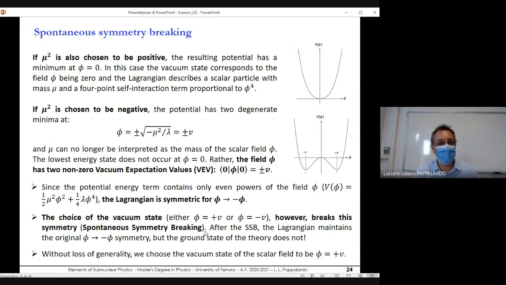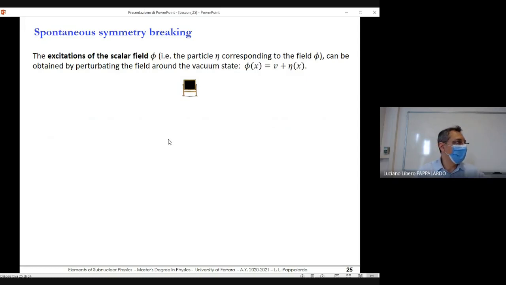Now, without loss of generality, let's choose, for instance, the plus v solution. So suppose that our ground state corresponds to an expectation value of our field equal to plus v, the square root of minus mu squared over lambda. Now, as we mentioned before, particles in quantum field theory arise as excitations of the field. So let's see what happens if we perturb the system around its vacuum state. We can obtain this excitation by perturbing the field around v. So we introduce a perturbation eta around the vacuum that we just chose, the plus v. Let's see now what happens on the blackboard.